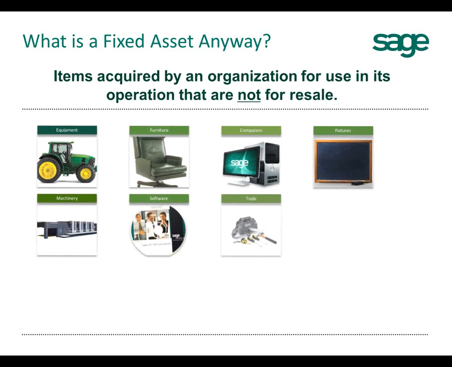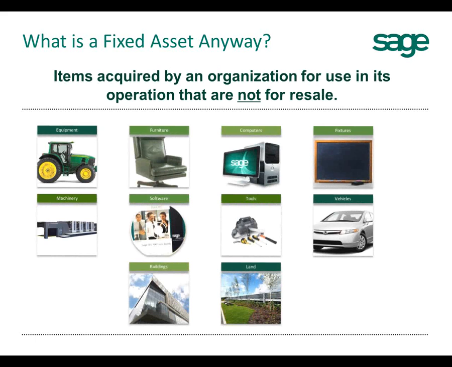So first, the question is, what's a fixed asset? Because a lot of people may not know how it is defined. Fixed assets are actually items acquired by your organization for use in its operation that are not for resale. As you can see here, some examples are equipment, furniture, computers, fixtures, and machinery. Regardless of what company or industry you work in, your company has fixed assets, and having a system in place to track these assets is very important.